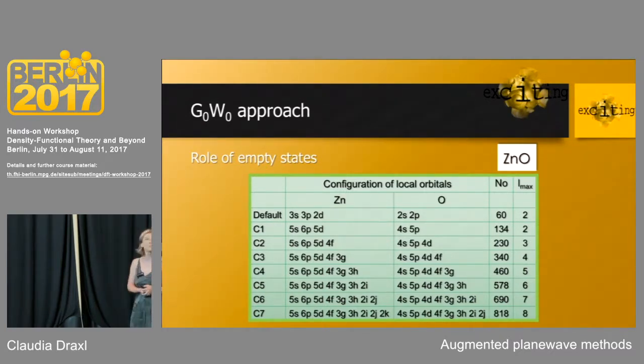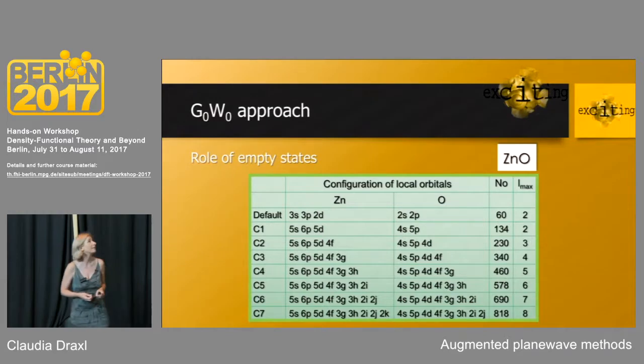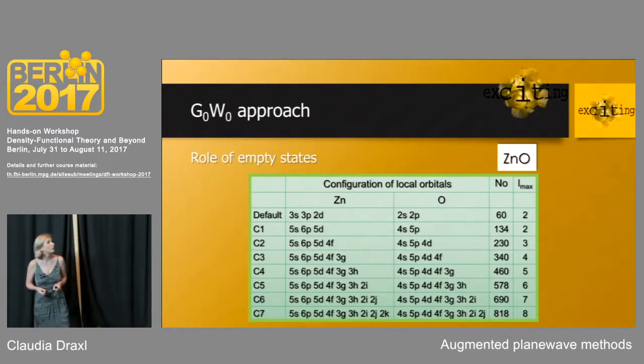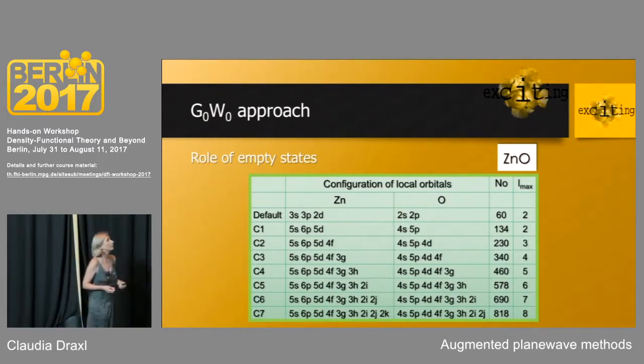There are sums over empty states involved. And for the plane wave, this is not a problem. You can go up as high as you like. The question is, how good is our basis set for unoccupied states? So is there something that we have to be worried about in LAPW?